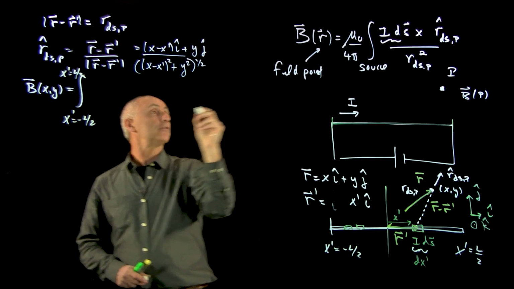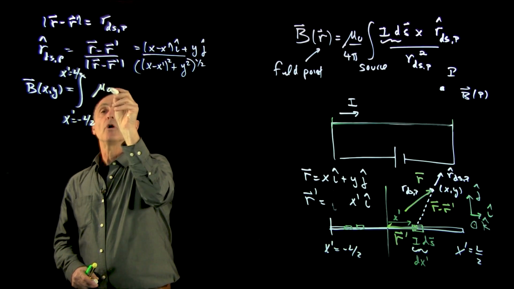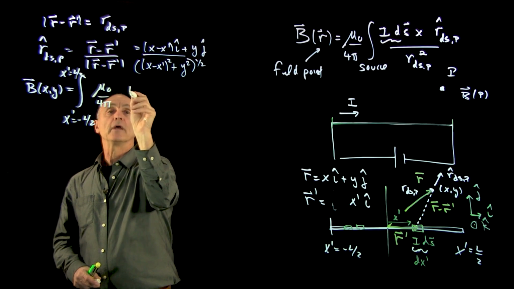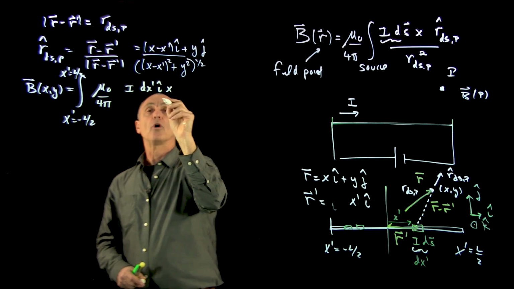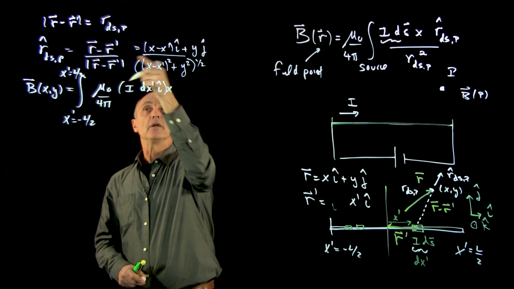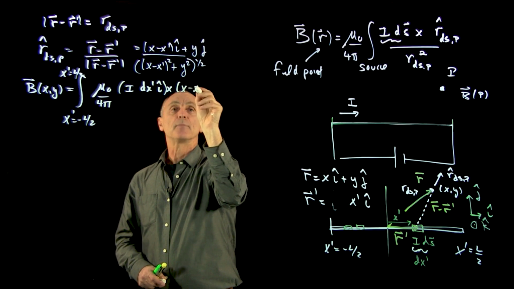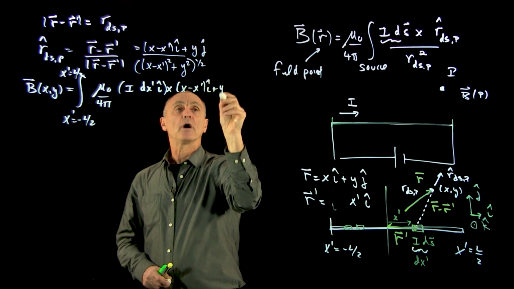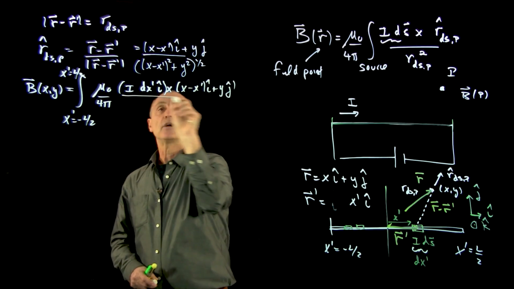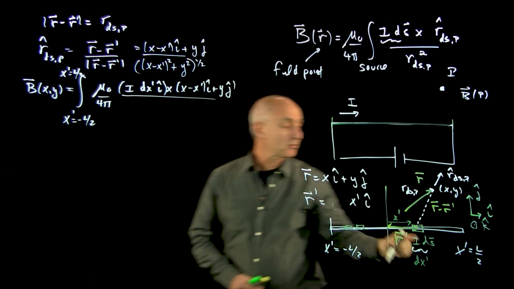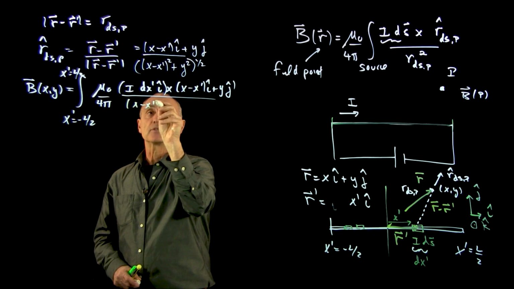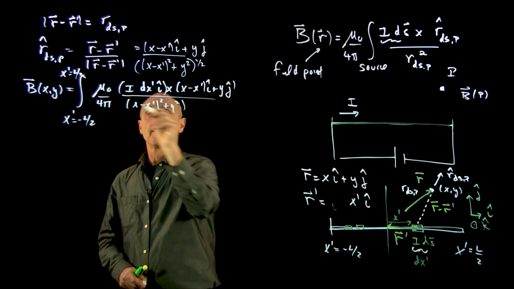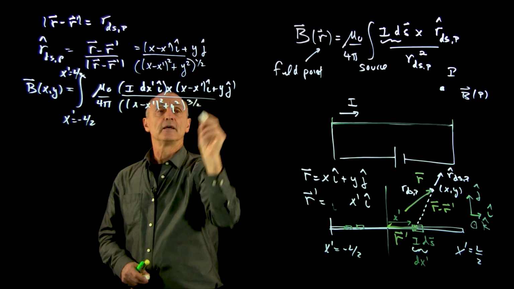And now we have the constant mu naught over 4 pi. We have I dx prime i hat cross the r hat, which is (x minus x prime) i hat plus y j hat. And downstairs, we have to the 3/2 power because there's a squared there. So this is (x minus x prime) squared plus y squared to the 3/2.